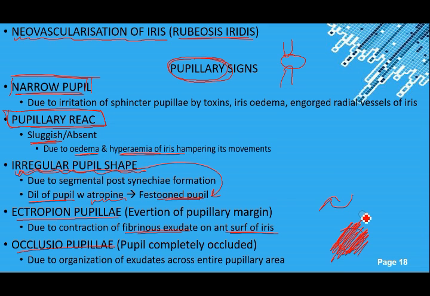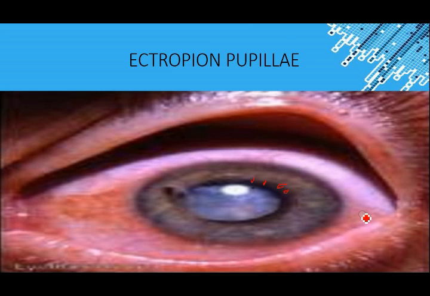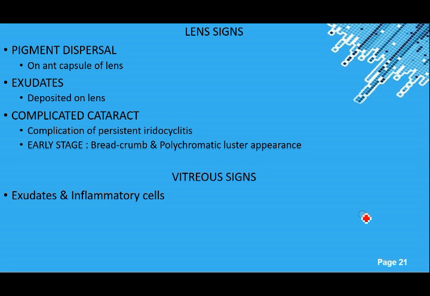Now, why are they very important? Why am I stressing seclusio pupillae and occlusio pupillae? It is because this condition can give rise to a complication, that is glaucoma. We will see later. So this is a festooned pupil again. Appreciate it. Ectropion pupillae, try to appreciate it again. Then move on to lens signs and vitreous signs.